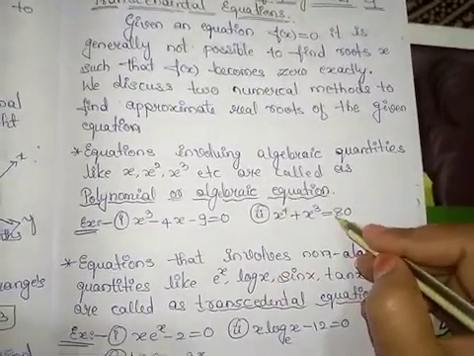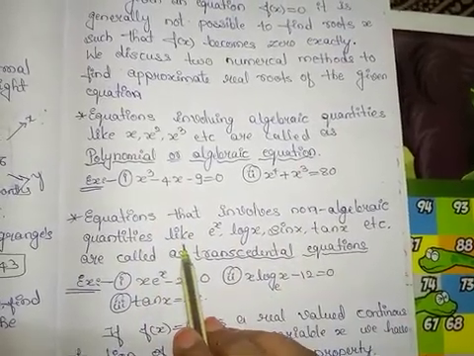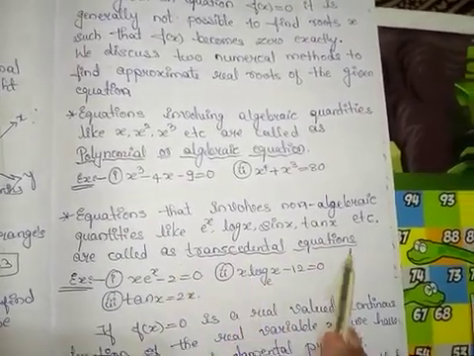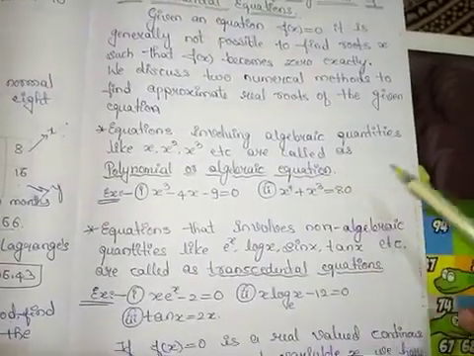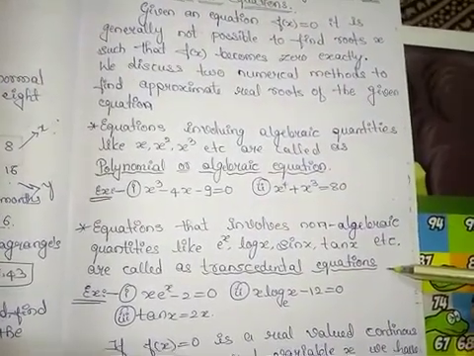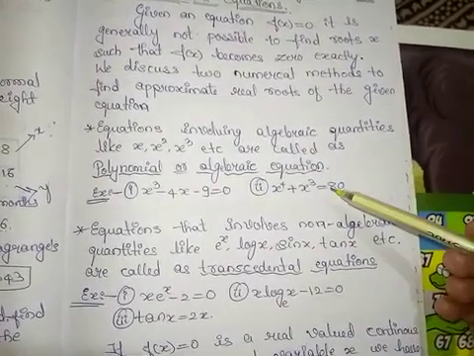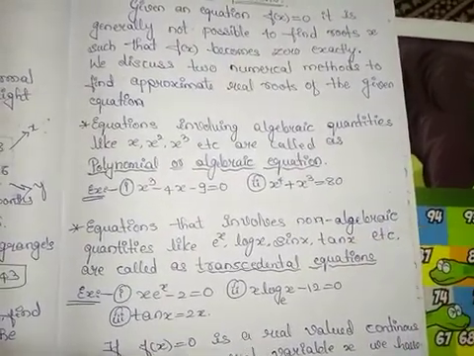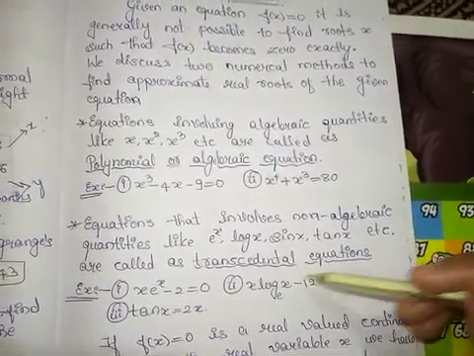These are the examples. Next, equations that involve non-algebraic quantities like e raised to x, log x, sin x, tan x and etc. are called transcendental equations. Here we have to find the numerical solution of polynomial and transcendental equation. This is the definition of polynomial and this is the definition of transcendental equation. An equation having algebraic quantities is called polynomial or algebraic equation. An equation having non-algebraic quantities like e raised to x, log x, sin x and tan x and so on are called transcendental equation.